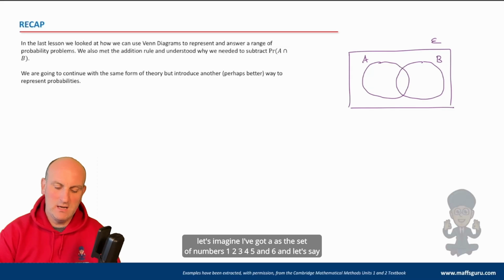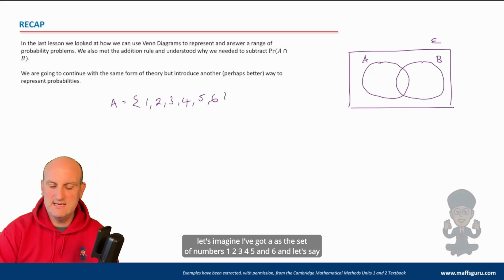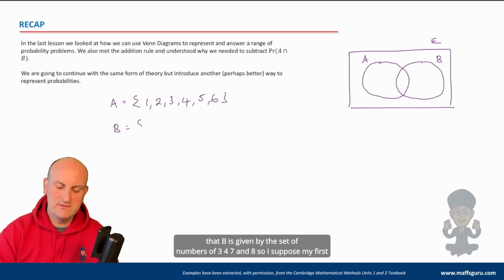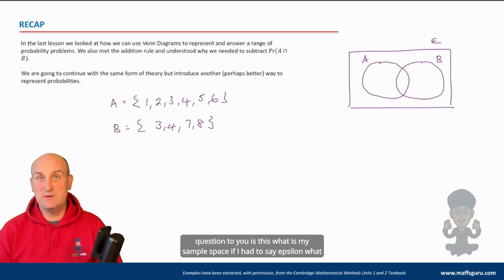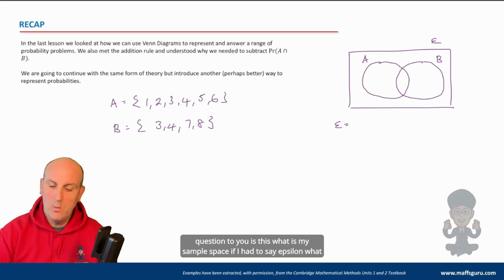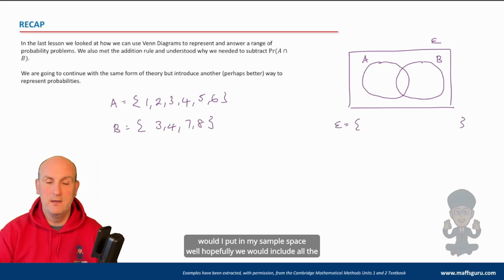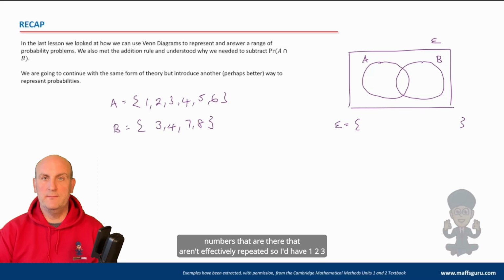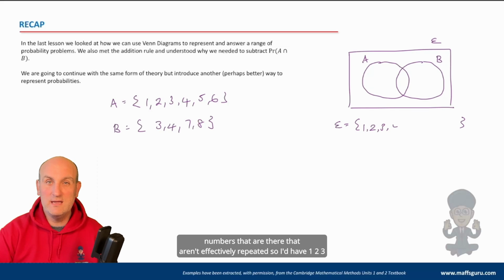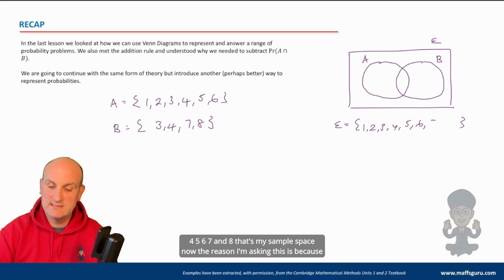Now, let's imagine I've got A as the set of numbers 1, 2, 3, 4, 5, and 6. And let's say that B is given by the set of numbers 3, 4, 7, and 8. So my first question to you is this: what is my sample space? If I had to say epsilon, what would I put in my sample space? Well, hopefully we would include all the numbers that aren't repeated. So I'd have 1, 2, 3, 4, 5, 6, 7, and 8.